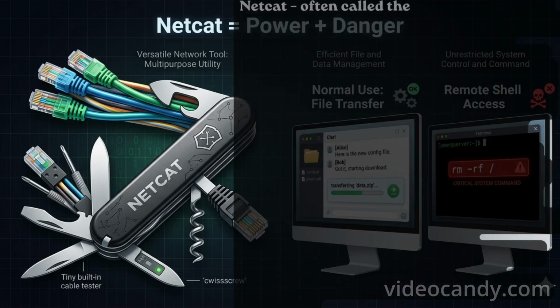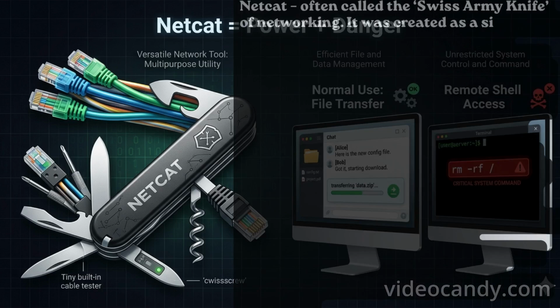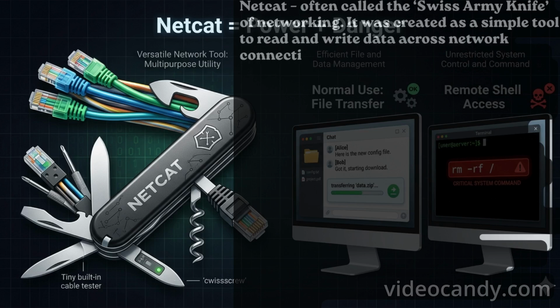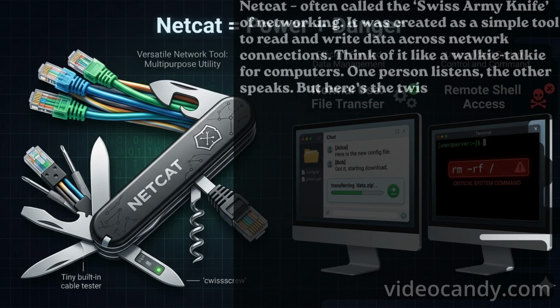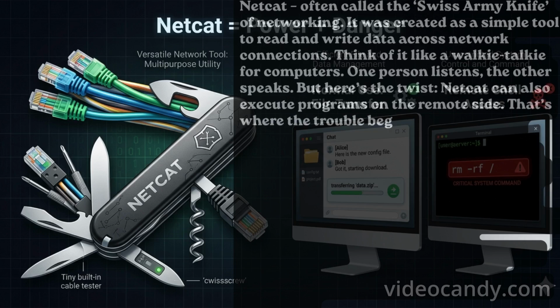Netcat, often called the Swiss Army knife of networking, is a simple tool to read and write data across network connections. Think of it like a walkie-talkie for computers. One person listens, the other speaks. But here's the twist: Netcat can also execute programs on the remote side. That's where the trouble begins.